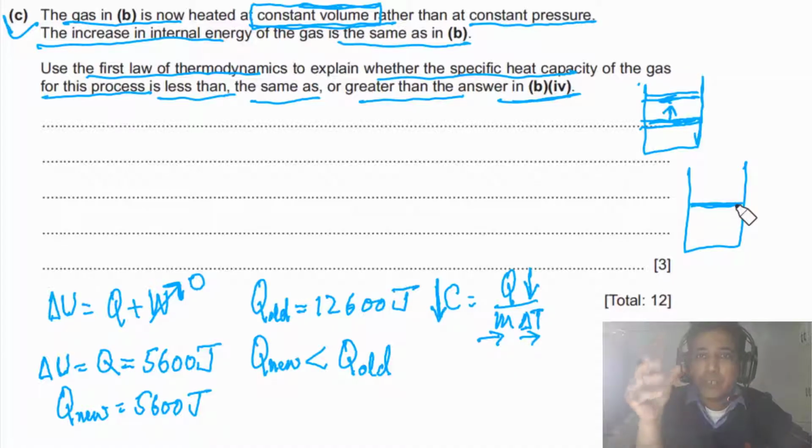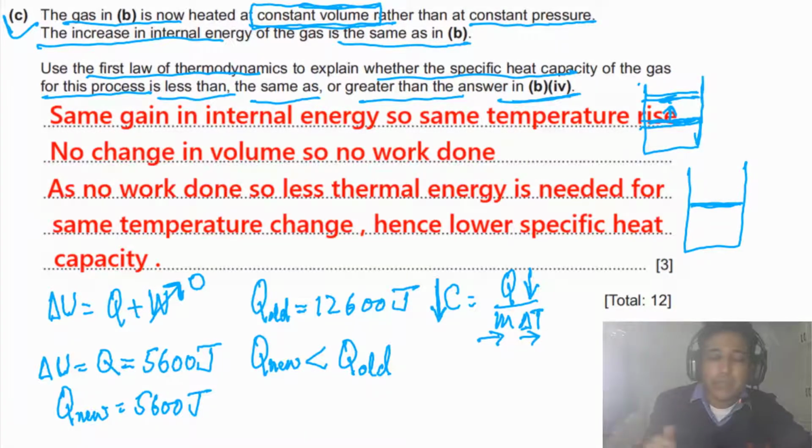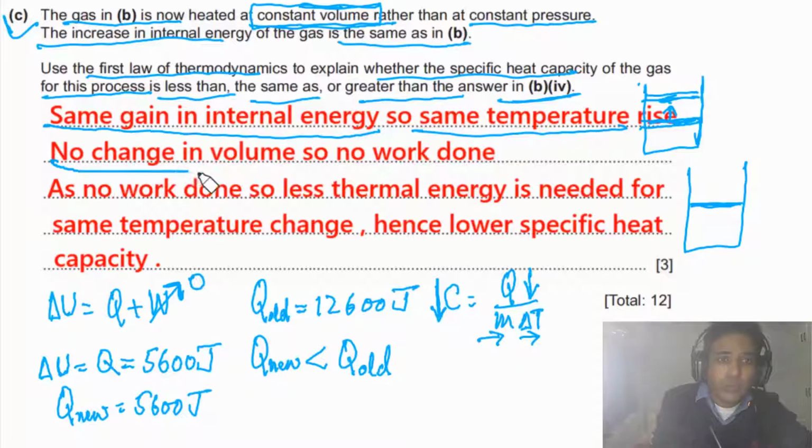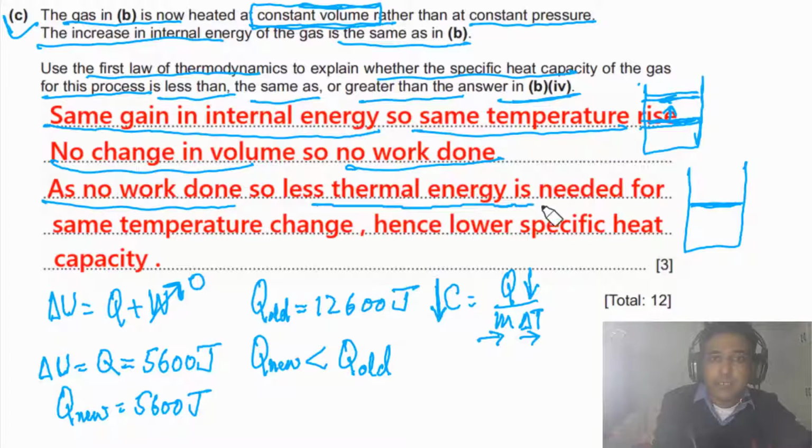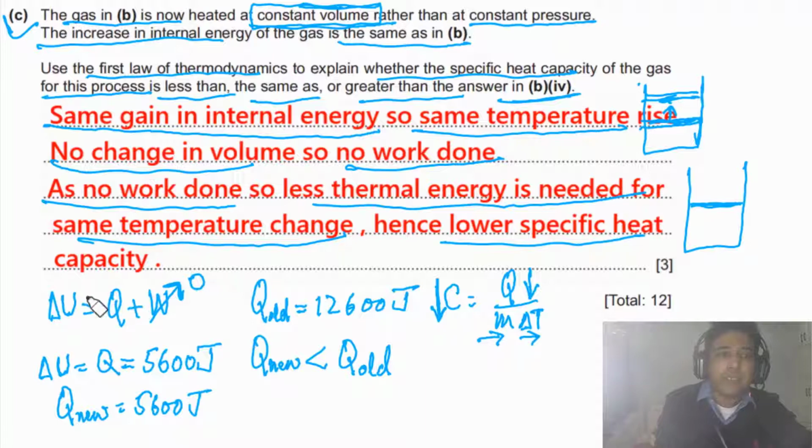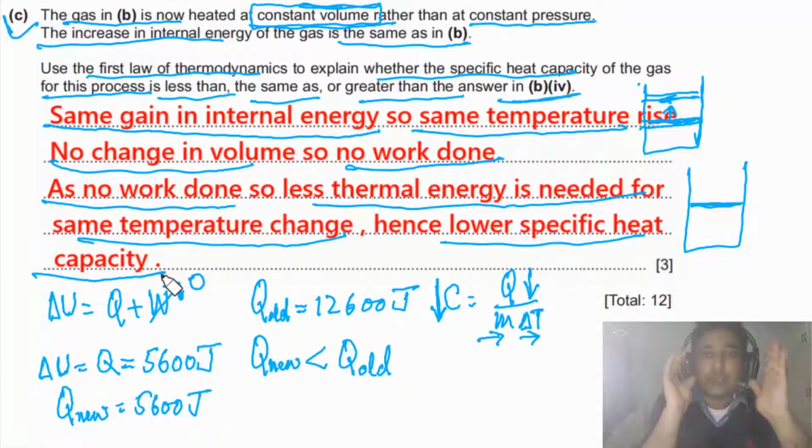So these are very important points you need to understand like this, not just try to memorize the answer of this question. Try to understand what actually is happening, the conceptual understanding. I hope this makes sense to you. Now let me show you how you can write down your answer. In the answer you can mention these points. You can say same gain in internal energy, so same rise in temperature. No change in volume, so no work is done. As no work is done, less thermal energy is needed for the same temperature change, hence lower specific heat capacity. So this is how we need to answer.